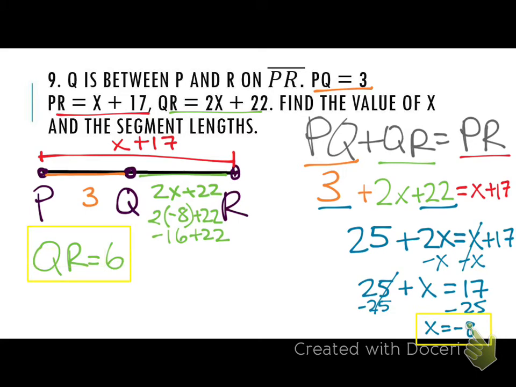So technically we should know the length of PR already. If we know PQ is 3 and QR is 6, what should the length of PR be? Should be 9, yeah. But you can always plug in just to check. It used to be x plus 17. We know x is negative 8. So negative 8 plus 17 is, yeah, definitely 9. Just make sure on a problem like this you circle your answers so I can find them in the midst of it all. Questions, comments, concerns?